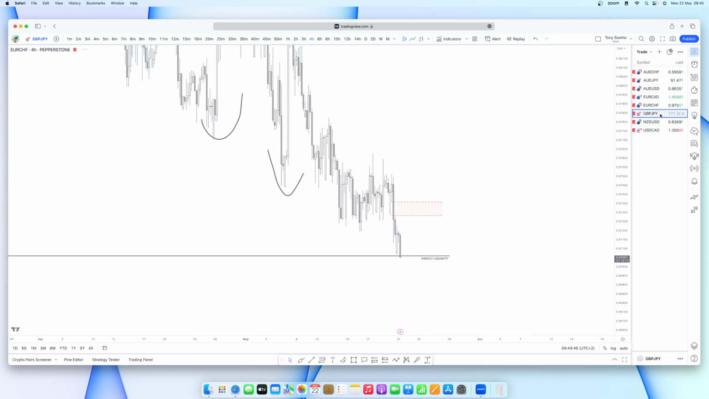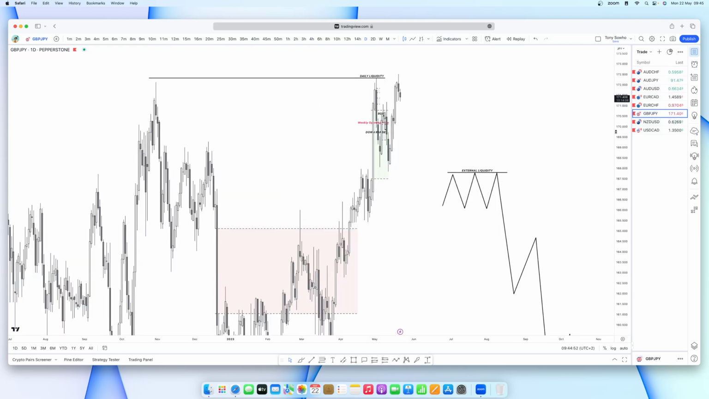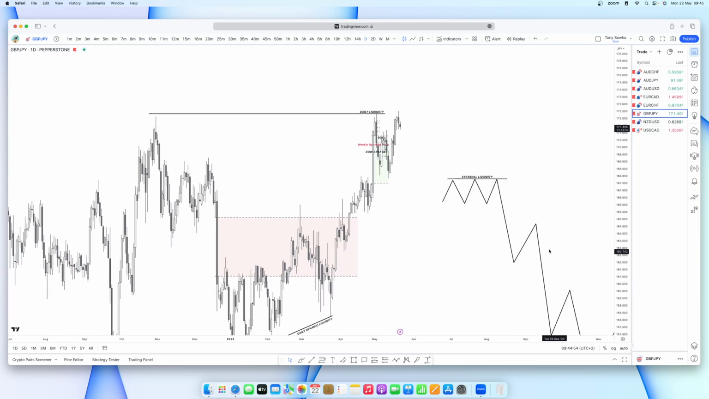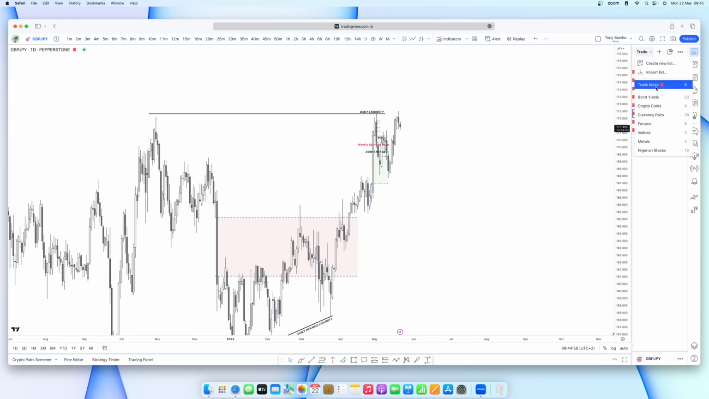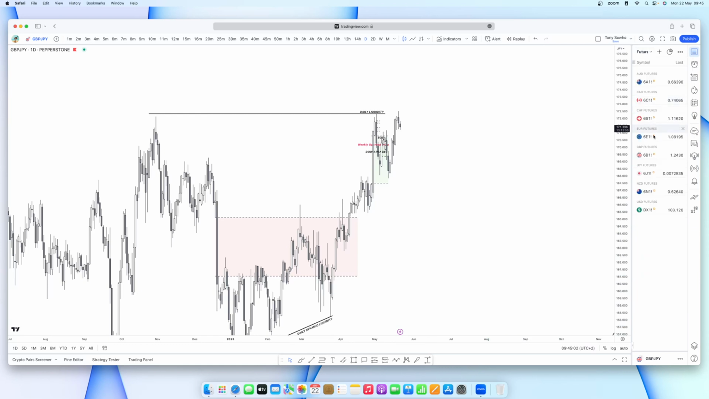But GBP, GBP actually did something really amazing. Okay, first, sorry, let me take this up. First, let's look at the JPY futures. So the JPY futures, I'm sure, played out the way we wanted it to.